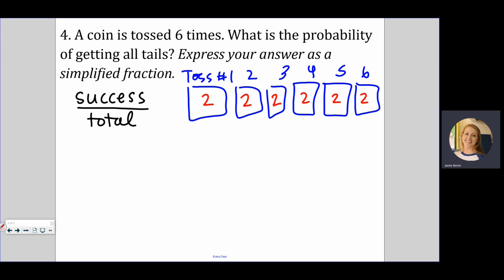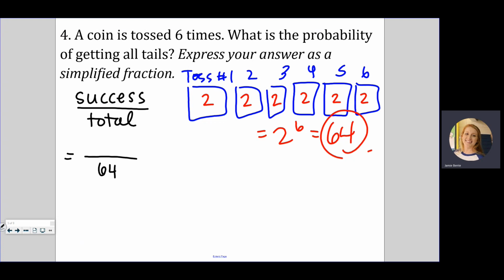Now if I multiply these out, that's going to tell me my total. So what's 2 times 2 times 2 times 2 times 2 times 2? 64. This is also 2 to the 6. That makes it a little easier to plug in. So that's our total. It's not our answer. Can't be our answer, right? It's a probability. It has to be between 0 and 1. So that can't be the answer. It's the denominator. So 64 is the denominator.